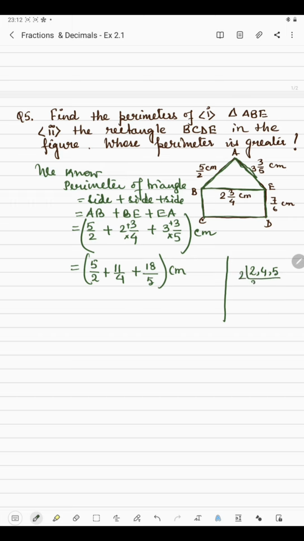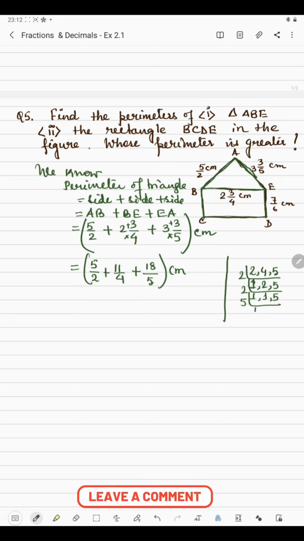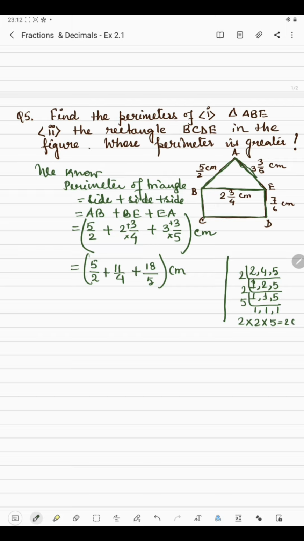So 2 1s are 2, 2 2s are 4. As 5 cannot be divided by 2, so 5 will come down. Now 2 1s are 2, then 5, then 5 1s are 5. So 2 into 2 into 5. So LCM will be 2 2s are 4, 4 5s are 20. So that means we will have to make the denominator 20.